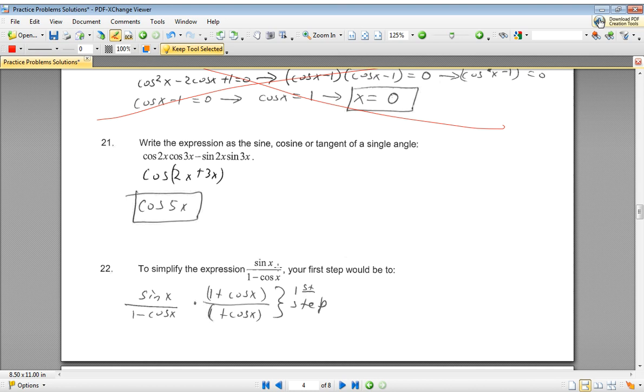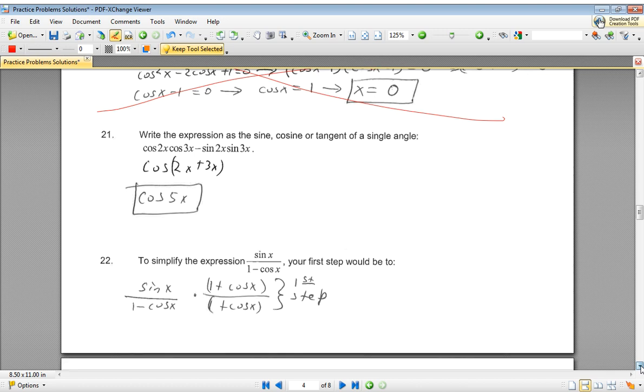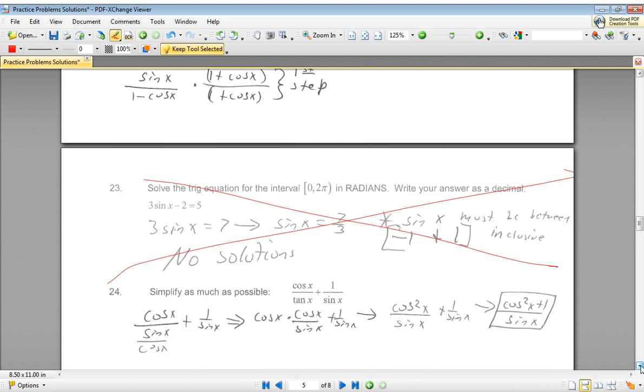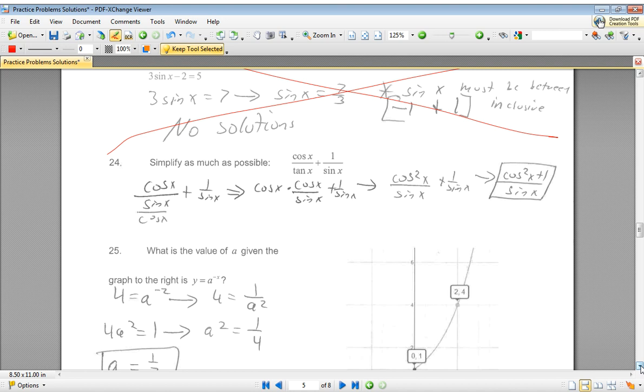Simplify this. Your first step would be multiply by the conjugate to get your denominator to be 1 minus cosine squared, so you could get to sine squared. See, 23, not going to do that one either.